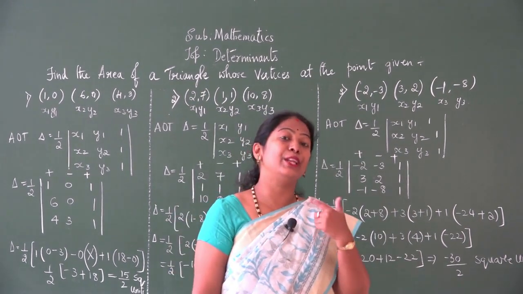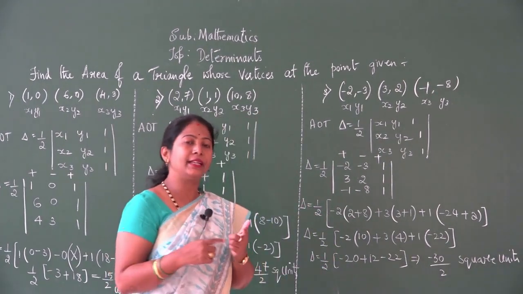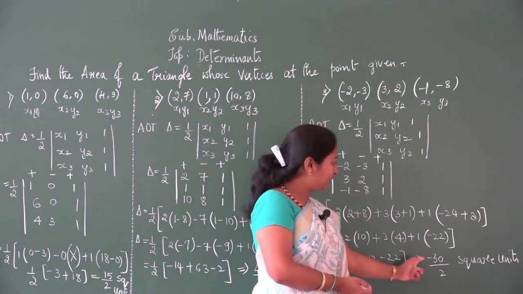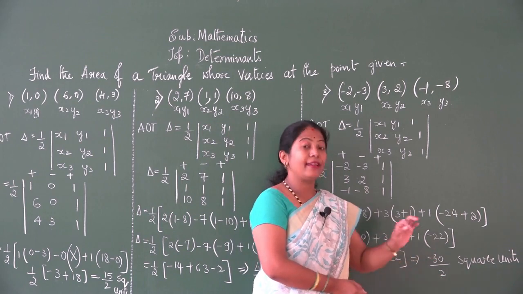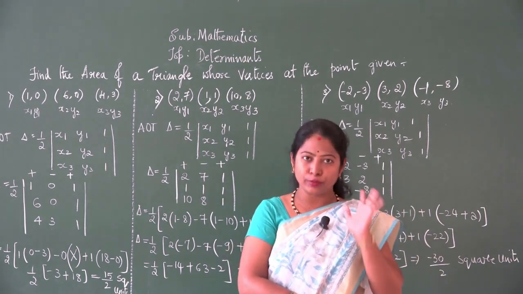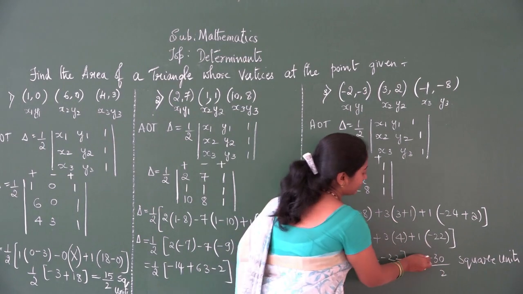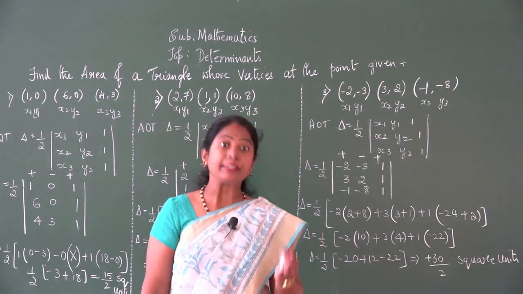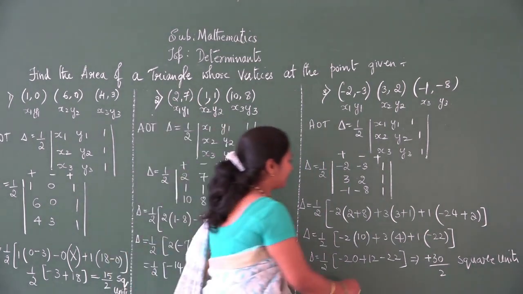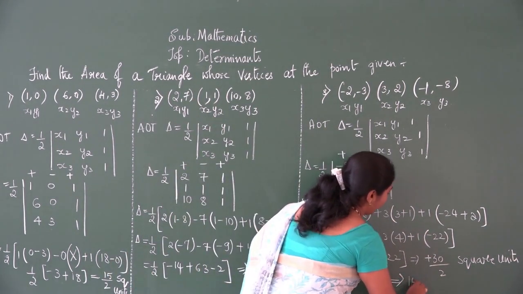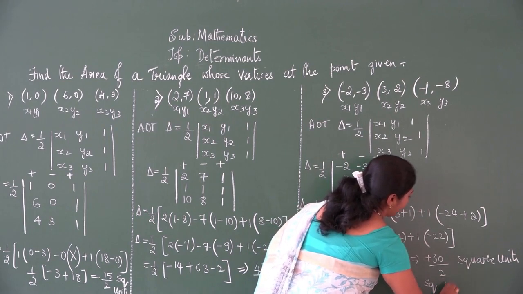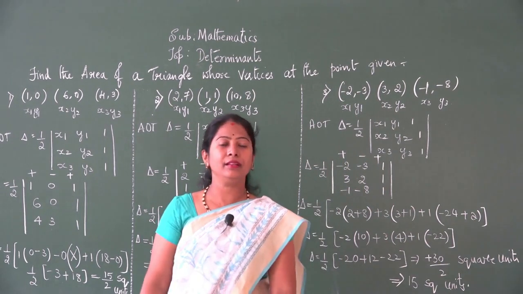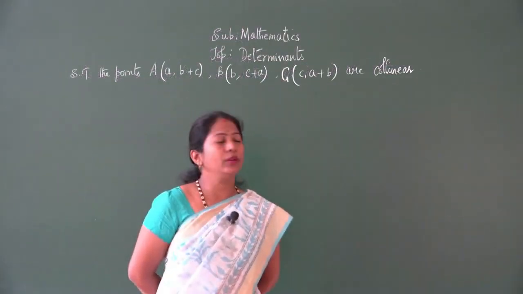Since area cannot be negative, minus 30 by 2 will become plus 30 by 2. We arrived at minus 30 by 2 square units. Area cannot be negative, it has to be positive. So we shall write this minus 30 as plus 30 by 2 square units. Further simplifying, 30 by 2 can be written as what? 15 square units. This is the required answer. Moving on to the next problem.